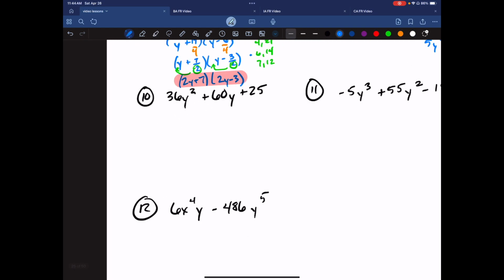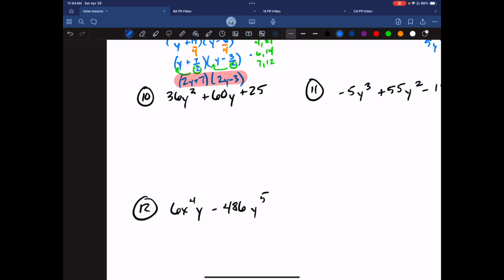Number 10. If you don't recognize it, you're going to have to do the AC method. And 36 times 25, it's big. It's 900. So this is one of those situations where you should remember one of your formulas from 6.4, one of your special products. If not, you're going to have to do the AC method, where you multiply 36 times 25 to get 900 and figure it out, because this will factor.